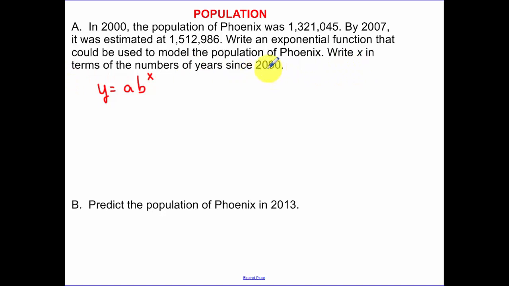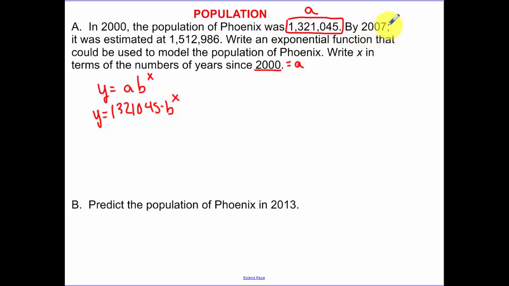Since x is the number of years since 2000, that's going to be our initial amount. This kind of looks like that initial amount, just we don't know whether b is growth or decay. It's not telling me. We can tell it's getting bigger, but they don't tell me by what rate. So the population in 2000, this 1.3 million, that's our a. So I have y equals 1321045 times b to the x.